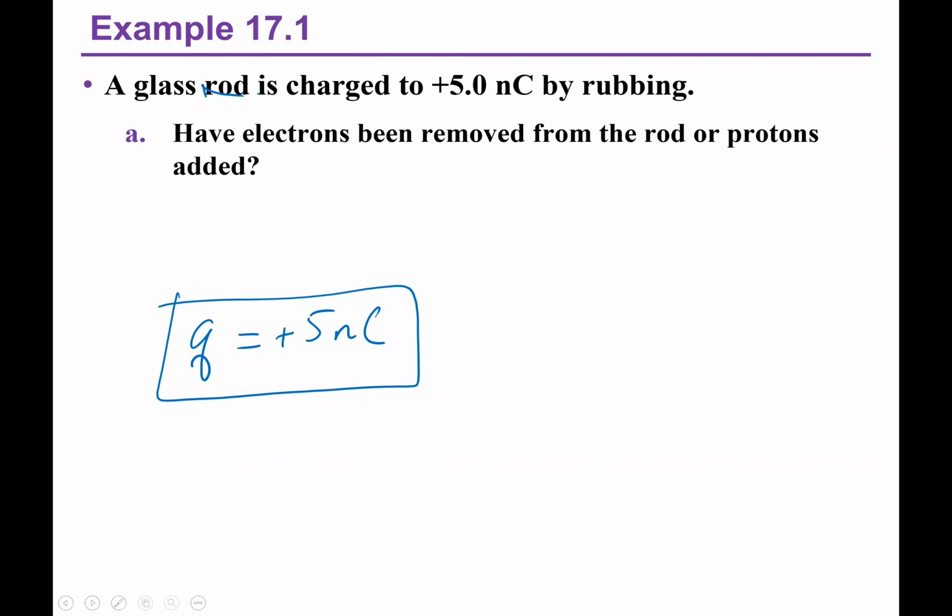Remember, when we say an object is charged, that Q represents the extra charge it has. So in this case, it has 5 nanocoulomb worth of extra charge. Remember, you charge it by rubbing a rod, in this case with a silk. Now, think about it. Is it because protons were added, because that's why it's extra positive, or electrons removed?